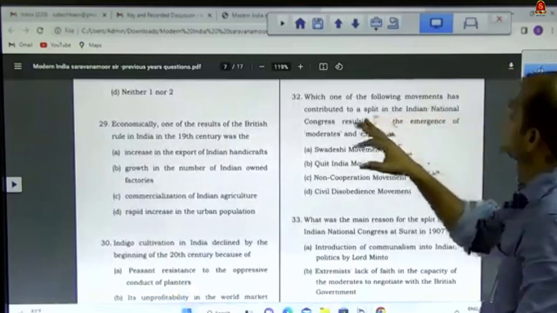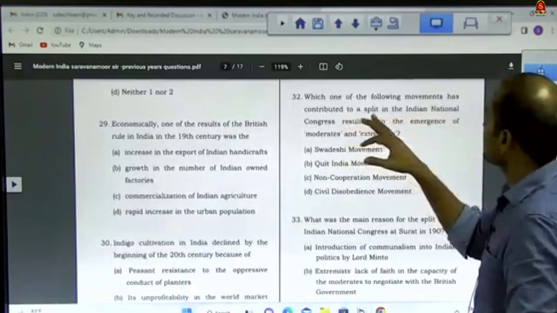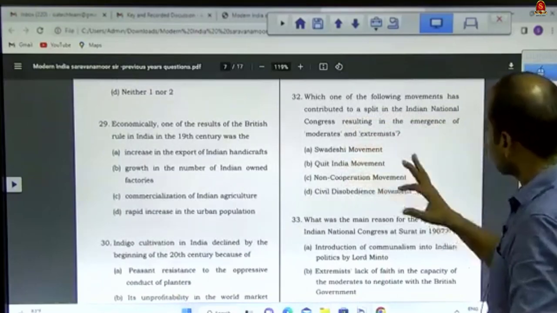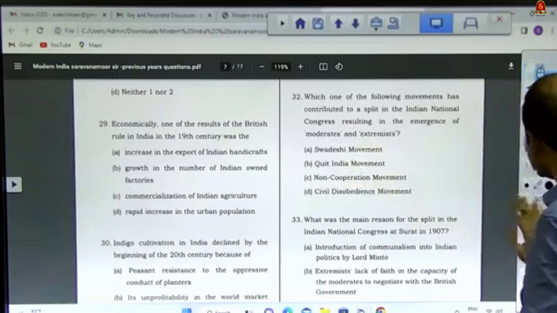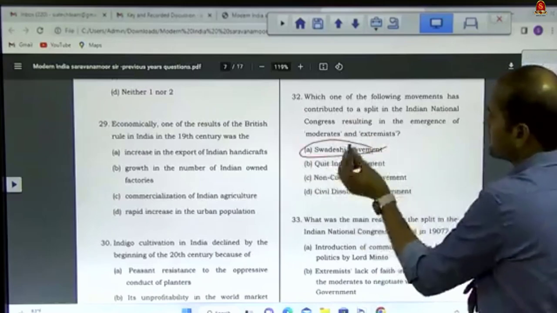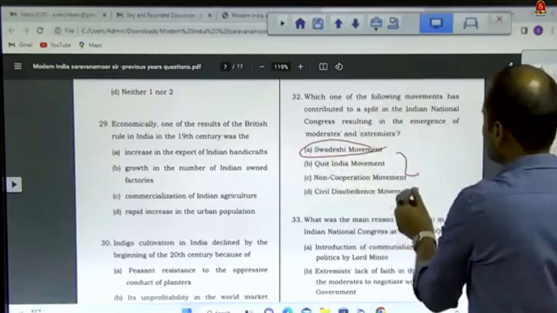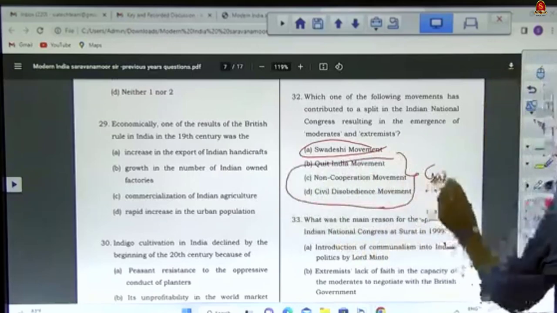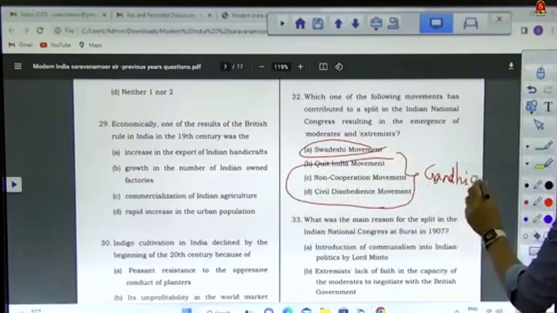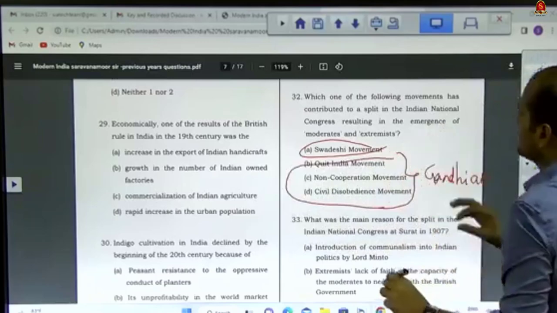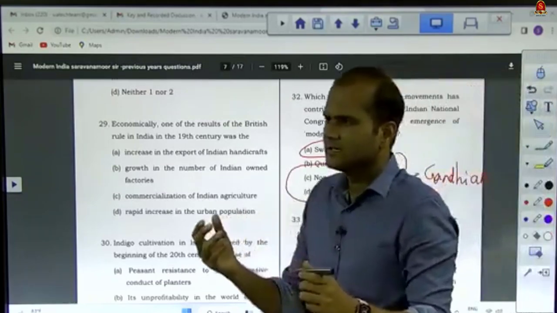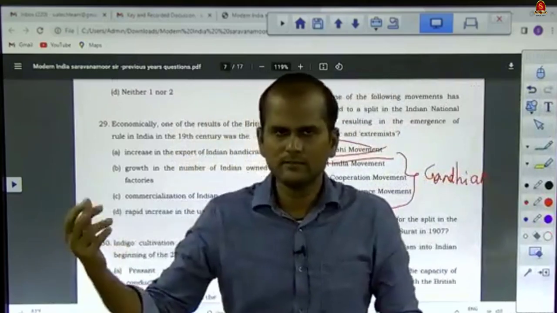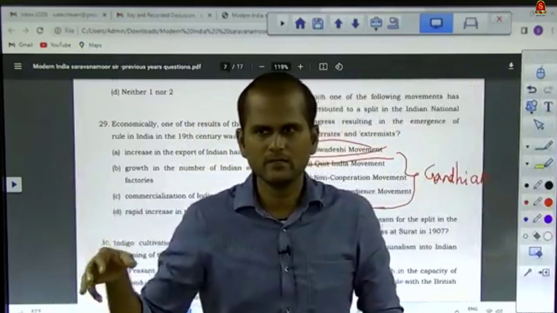Which of the following movements contributed to the split in the Indian National Congress, resulting in the emergence of moderates and extremists? Simplest thing, the Swadeshi movement. The other movements are highly irrelevant here; these are all related to the Gandhian phase. Before the Gandhian phase, the only viable option is this. That's why the Swadeshi movement. In 1905, after the partition, the two tendencies emerged: we need Swaraj, moderate as opposed to extremist.